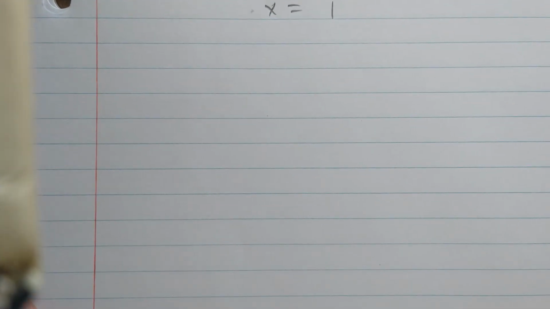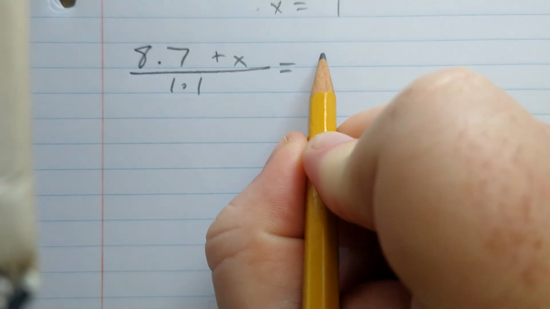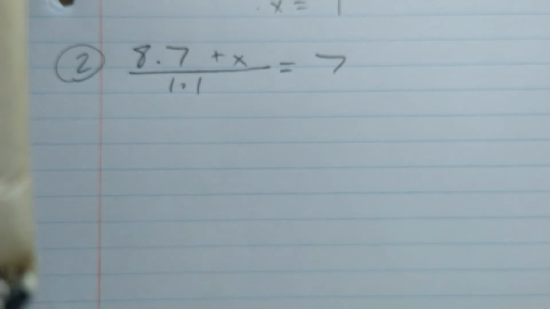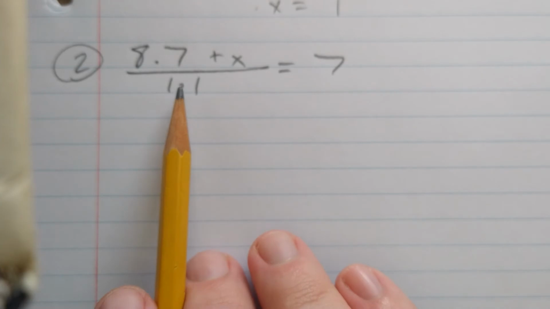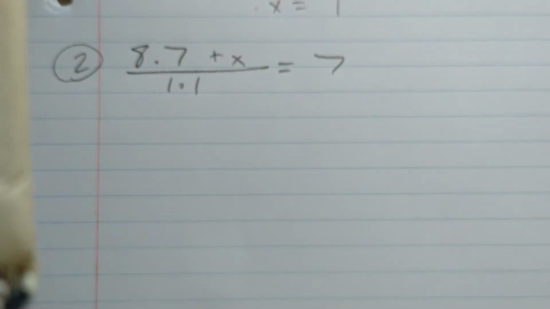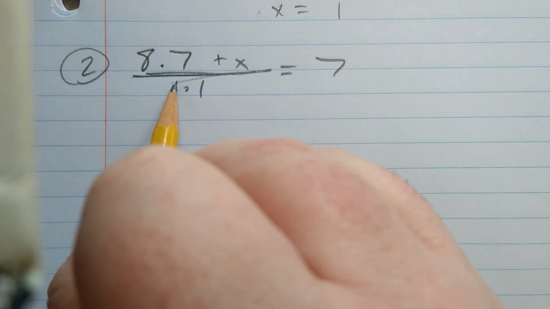all right, so now we have 8.7 plus x divided by 1.1 equals 7. Okay, so the whole concept here, again, is to isolate x, to get x by itself. And it looks like these problems are fairly similar. In the examples I've seen, the first step is to always get rid of this fraction, because fractions, nobody likes working with fractions. So the opposite of dividing by 1.1 is multiplying this entire thing by 1.1.